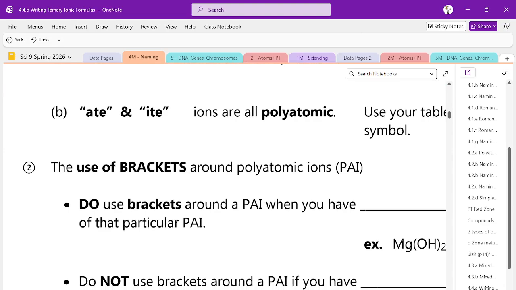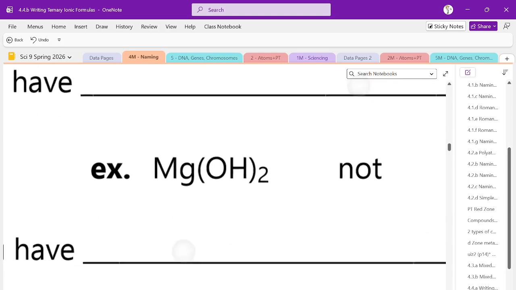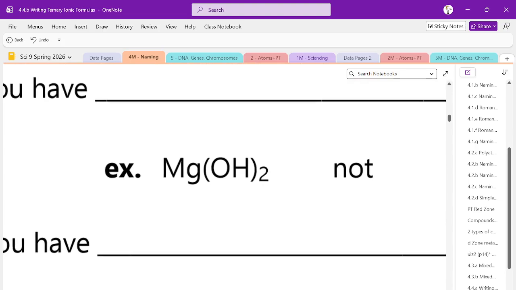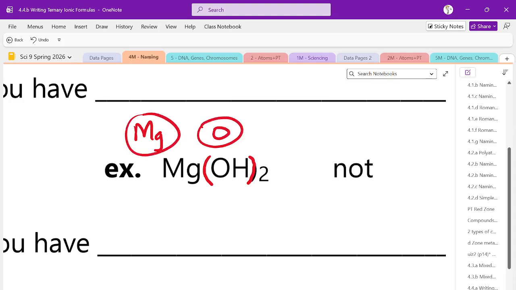Now, so far, you have seen compounds with brackets in them. You've seen things like Mg(OH)2 with the brackets. That tells us that there is one Mg and there's an OH and there is a second OH. There's two O's and there's two H's. Yeah?